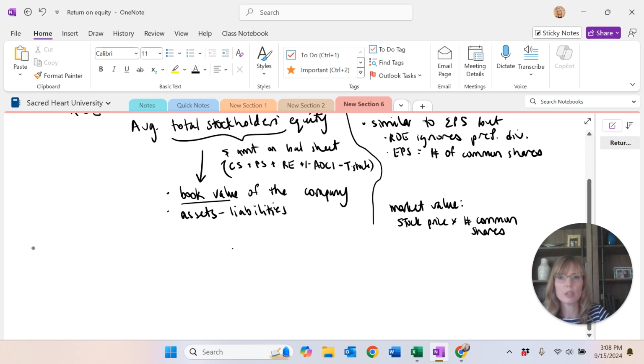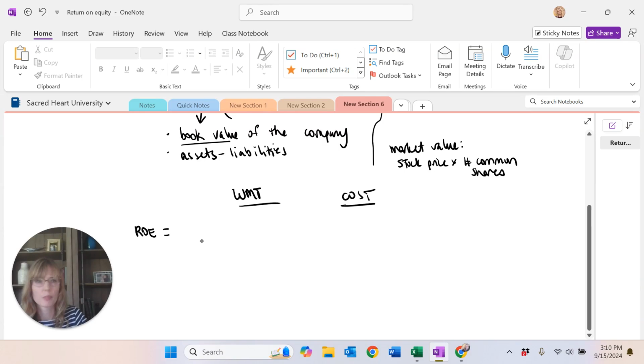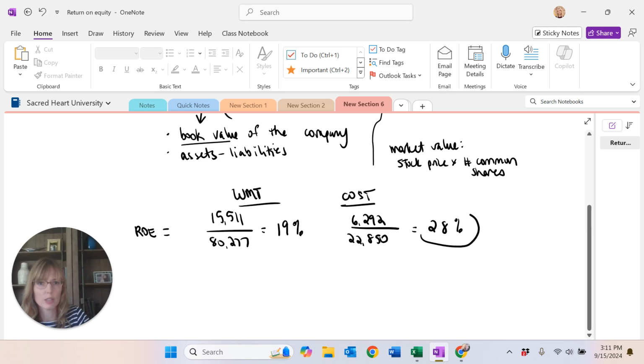Let's look at ROE for Walmart and Costco. Walmart's net income $15,511, average stockholders' equity $80,277. This works out to return on equity of 19%. And how about for Costco? Net income $6,292, average stockholders' equity $22,850, 28%. All right, so we see Costco in the lead again, the higher return on equity.